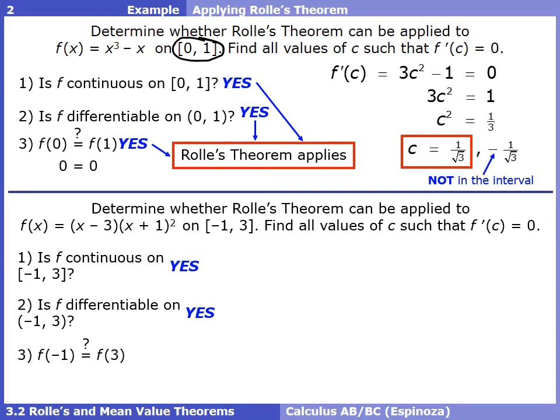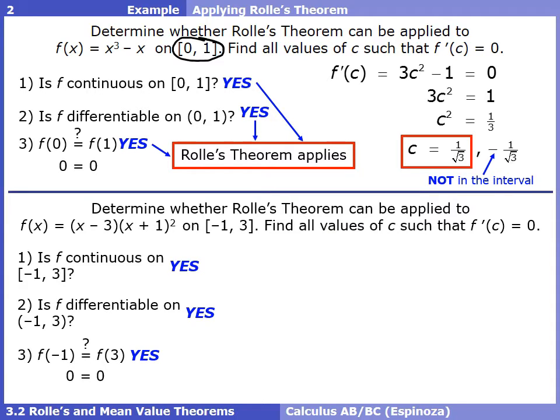Again, the last step is to check, is the y value at the left endpoint equal to the y value at the right endpoint? Is f of -1 equal to f of 3? Well, what we're going to do is take -1, plug it into the function, take 3, plug it in the function, and see if they're the same value. And in this case, they are. Both are equal to 0, so we can say they both have the same y value.